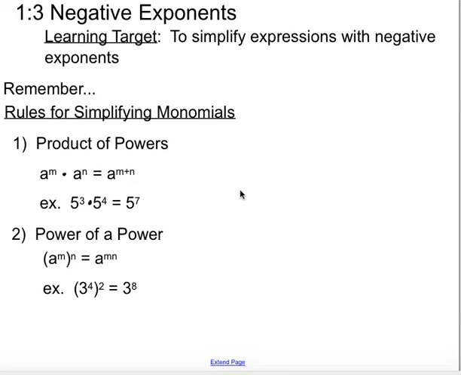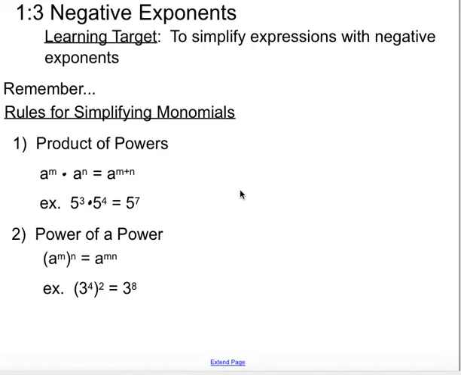So today we are on 1-3, which is on negative exponents. Our learning target today is to simplify expressions with negative exponents. So here are some rules for simplifying monomials, which we've already talked about. The first one here is the product of powers.